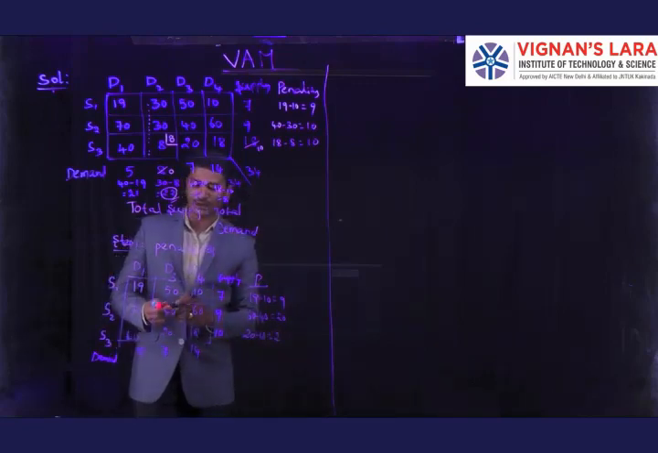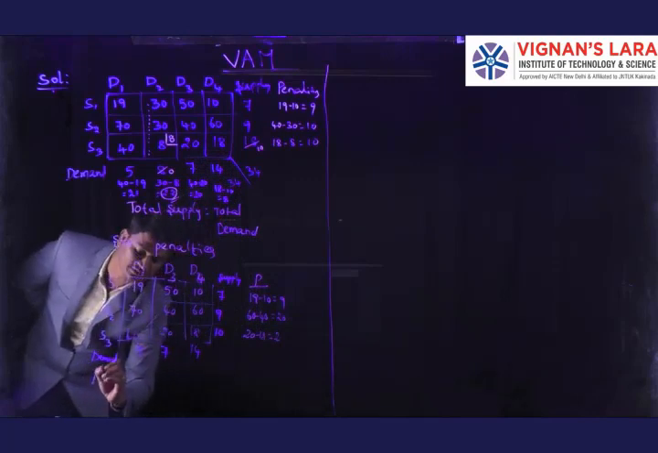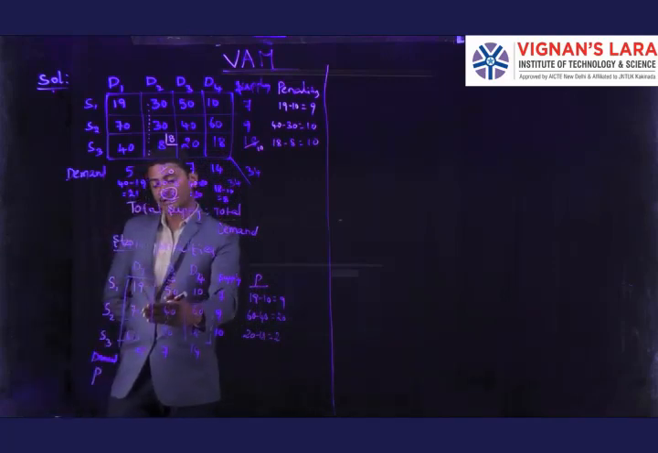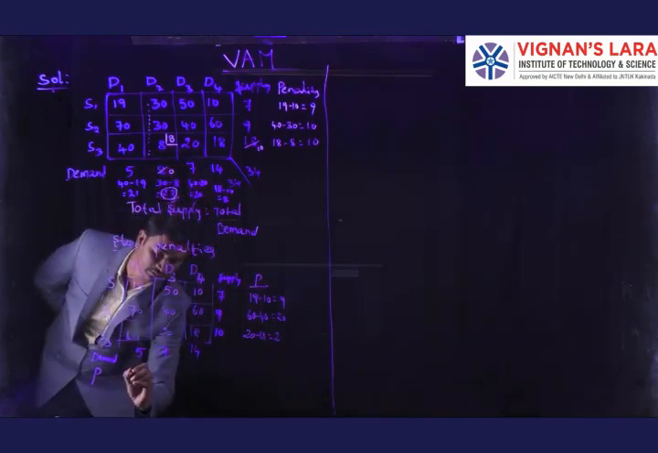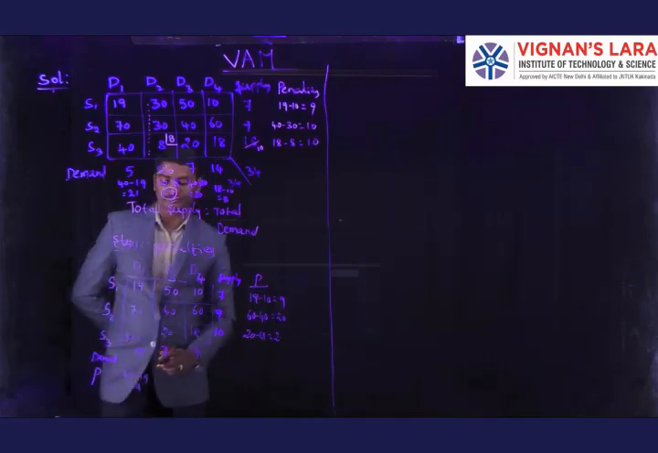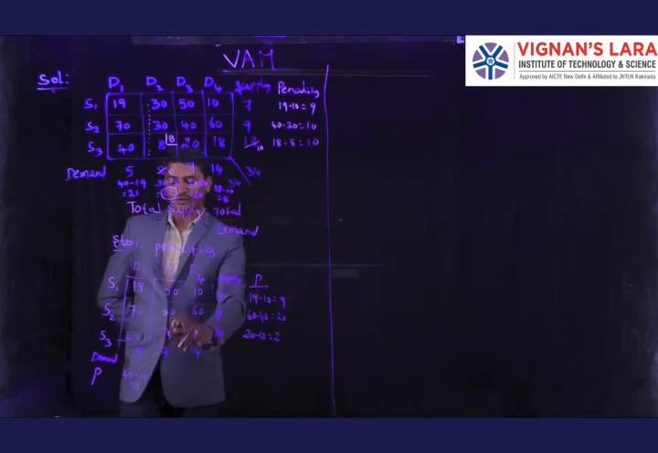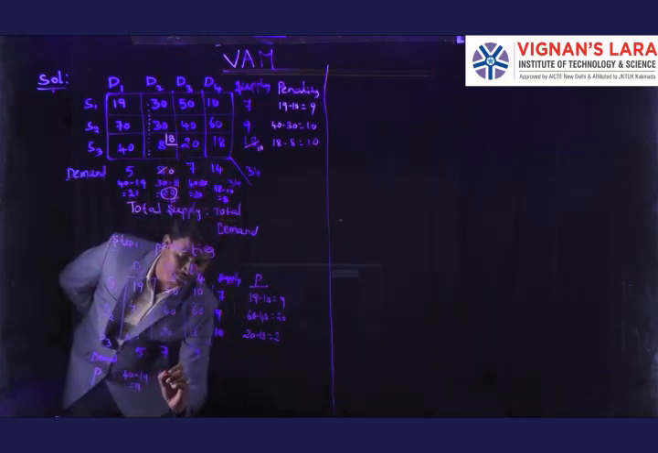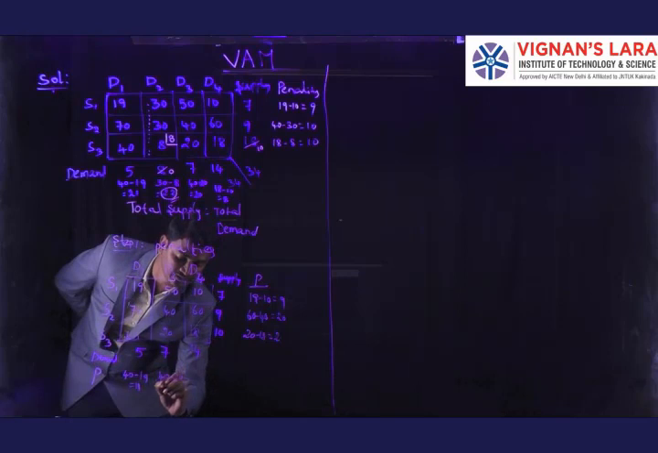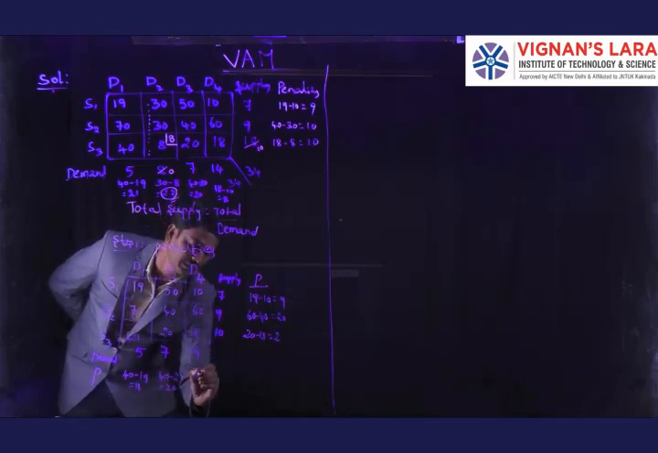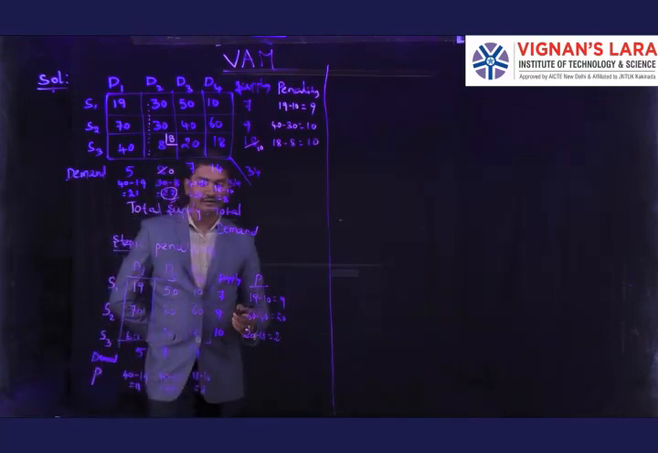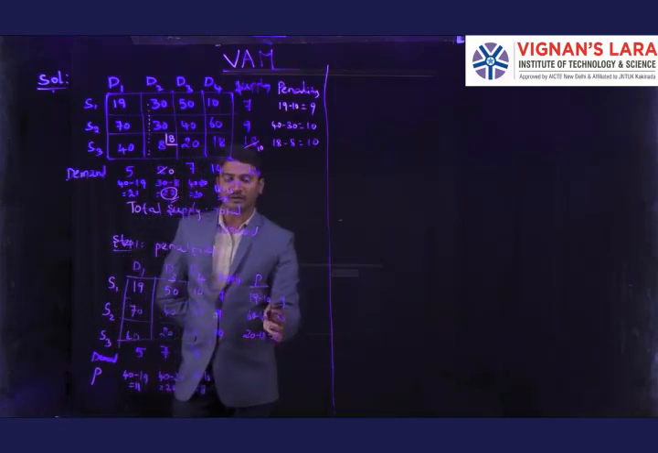Next, coming to the column penalties. Here the values are 19, 70, 40. From these, the least two: 40 minus 19 gives 11. Next, 50, 40, 20: 40 minus 20 is 20. Here 10, 60, 18: 18 minus 10 is 8. Penalties are calculated. From these penalties we have to identify the highest penalty.